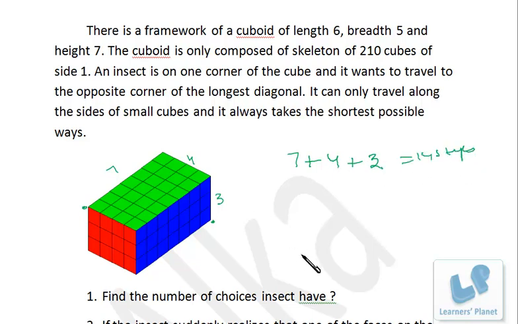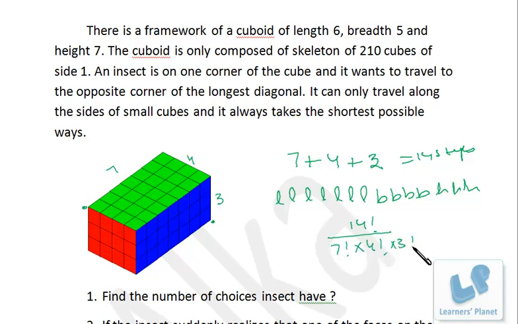Now, the same funda we will be using, right? 7 times it corresponds to length, 4 times to breadth, and 3 times to height. Now again you have a 14-letter word and you have to find the number of ways to arrange these letters. So how many words will you be able to make? 14 factorial divided by 7 factorial into 4 factorial into 3 factorial. 7 factorial because L is repeated 7 times, B is repeated 4 times so it is 4 factorial, H is repeated 3 times so it's 3 factorial.